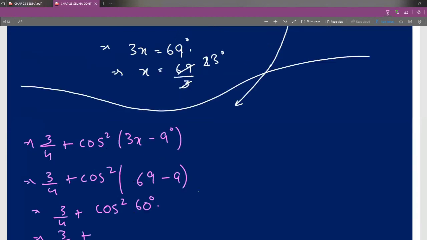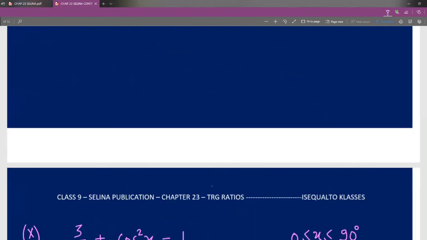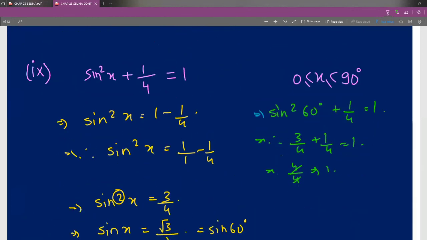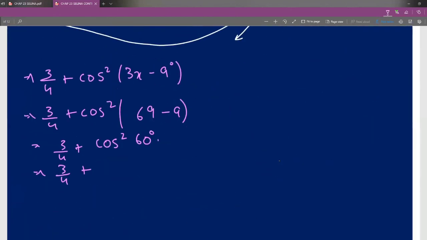Now cos square 60 degree has appeared in my earlier question, so I'll refer to that. Where is that? Oh, okay, it was sine square 60 degree. No worries, I'll solve it on my own. So cos square 60 degree can be written as cos 60 into cos 60, and cos 60 is equal to 1 upon 2. So 1 upon 2 into 1 upon 2 can be written as 1 upon 4. So 3 upon 4 plus 1 upon 4 is equal to 4 upon 4, which is 1. In our LHS we have received the answer as 1, and in the RHS also we have received 1. So our x is equal to 23 degree, and that statement is correct.